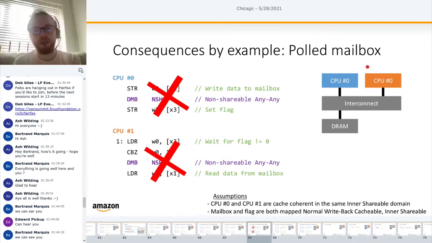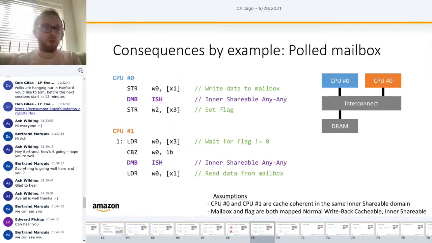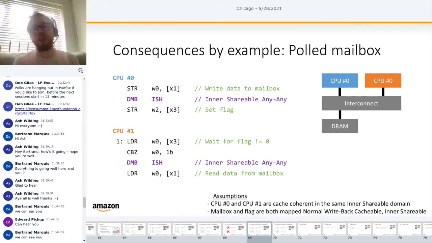Again, we've got two separate CPUs here which we're sharing that pulled mailbox between. And if you were to look into the details of the slide in the bottom right, I've mentioned that they're in the same inner shareable domain as each other. So this NSH won't work. So we do know that ISH is the minimal shareability domain that we can have for this.